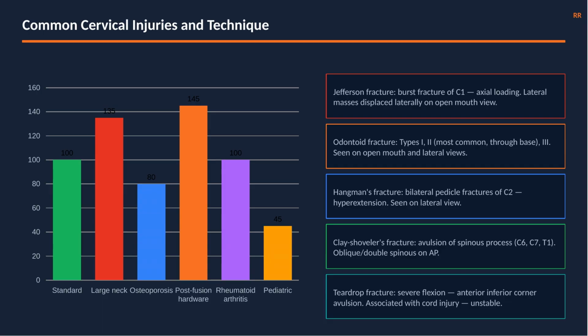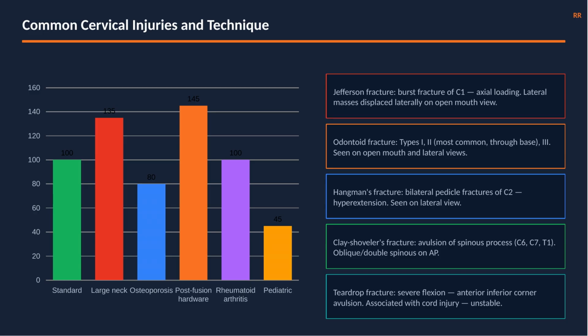5 major cervical injuries. Jefferson fracture, burst fracture of C1 from axial loading, like a diving injury. The C1 lateral masses are displaced outward bilaterally. Best seen on the open mouth view, where the C1 masses appear wider than the C2 body.